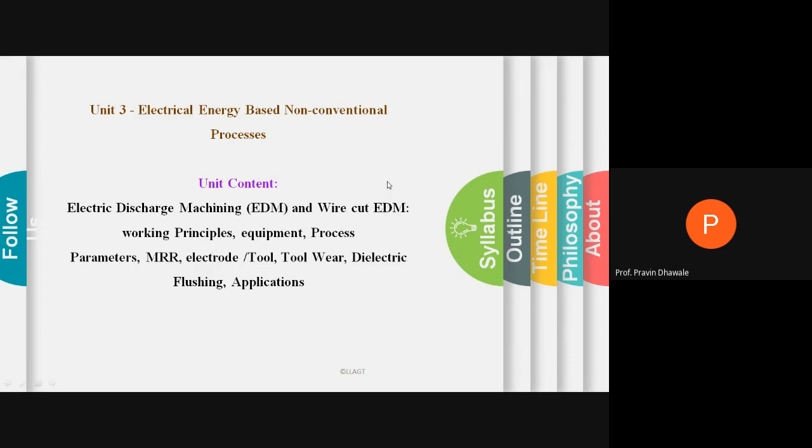So in the third chapter, you mainly focus on electric discharge machining and wire cut electric discharge machining. These two processes are based on electrical energy. Reading?